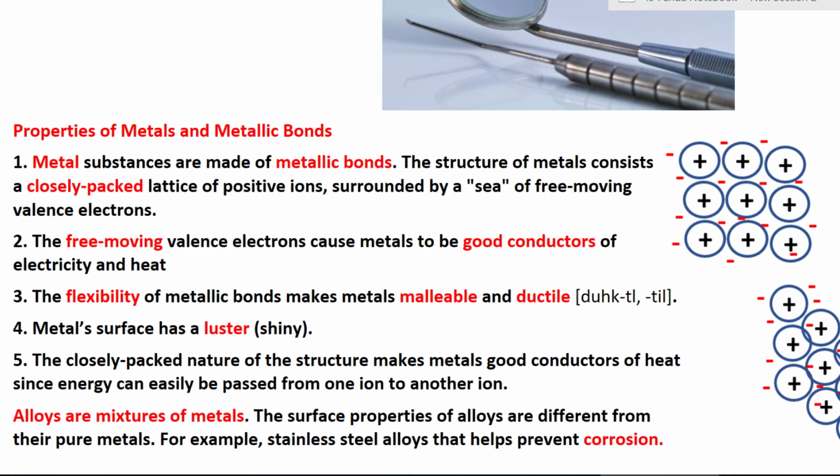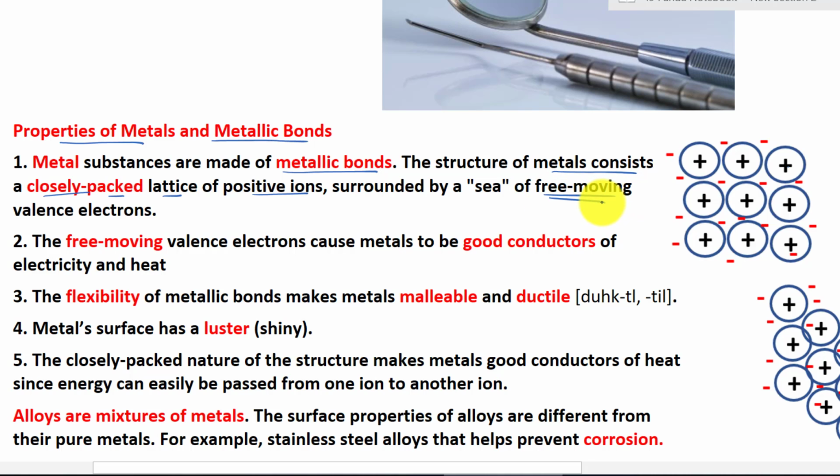In this lesson, we are going to learn about the properties of metals and metallic bonds. Metal substances are made of metallic bonds, and the structure of metals consists of a closely packed lattice. We are describing this picture right here: a positive ion. Here we have positive metal ions, being surrounded by a sea of free moving electrons.